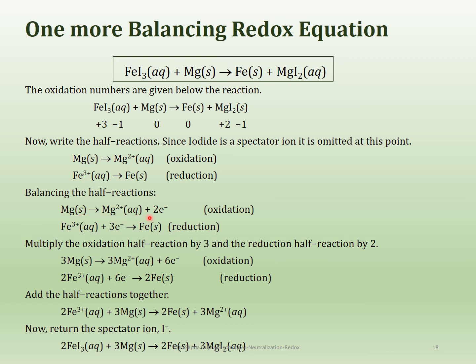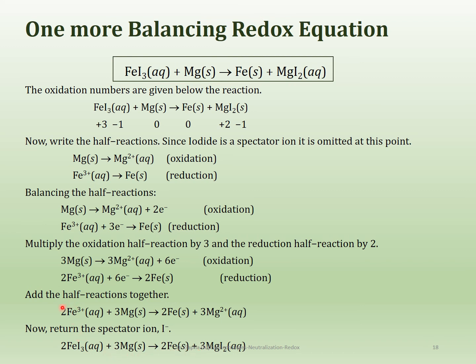Okay, so multiplying the magnesium equation, the oxidation equation, by 3 gives us 3 magnesium to give 3 magnesium ions and 6 electrons. And then the reduction equation, which we had to multiply by 2 to get 6 electrons, is 2 iron 3+ plus 6 electrons to give the 2 iron. And now go ahead and add the 2 reactions up, and you end up getting something like this, which is 2 iron 3+ plus 3 magnesium, 2 iron, and 3 magnesium ions. Note, in this reaction, we did not write the iodide. Okay, that was a spectator ion, and you can add that eventually in your final equation.